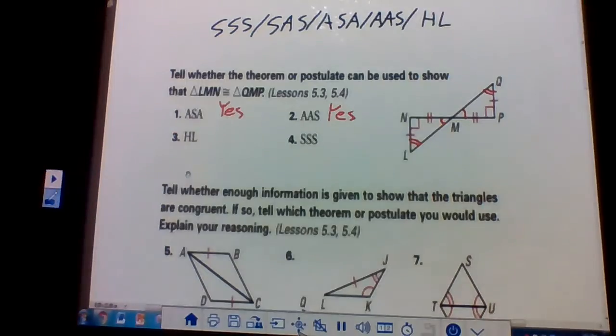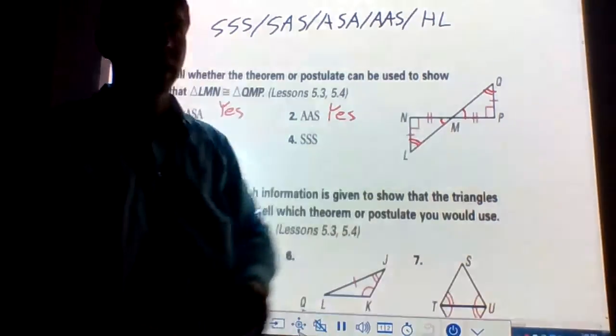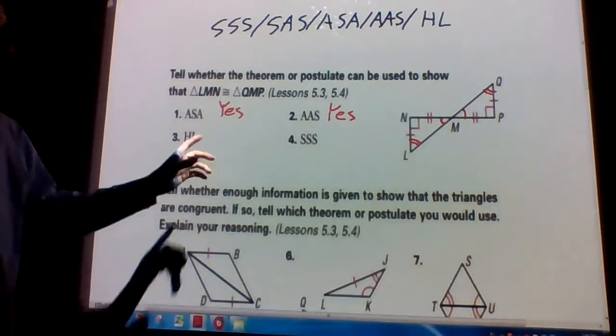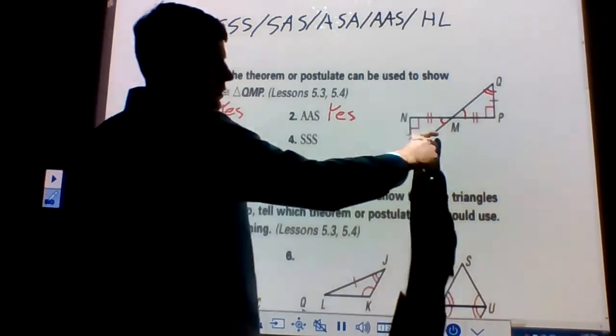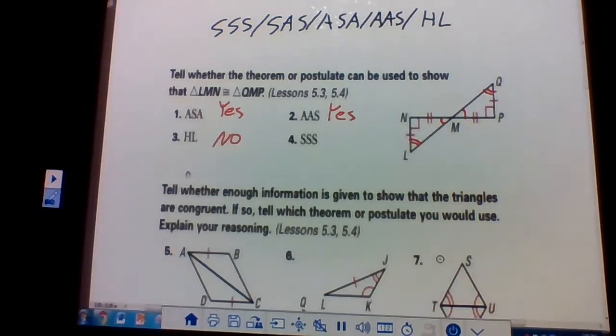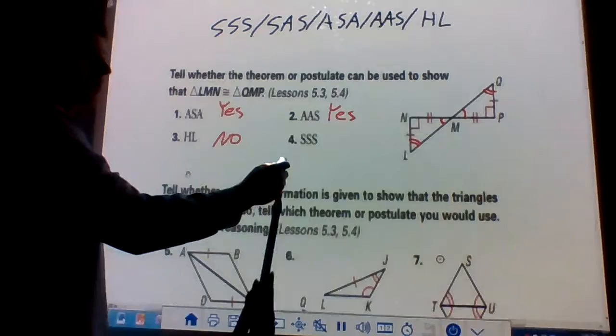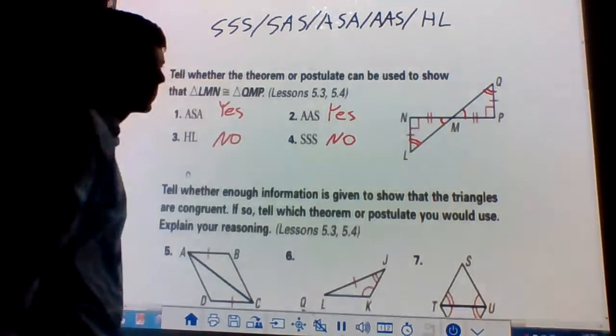Hypotenuse leg requires 3 things. It requires right triangles. We do have right triangles. It requires 1 pair of legs to be congruent. We have that, but we don't have hypotenuses that are congruent, so we're going to have to say no. The 2 hypotenuses here are ML and MQ. Since those are not congruent, we can't say the triangles are congruent. And then side, side, side requires 3 pair of congruent sides. We only have 2 pairs, so again, we have to say no.